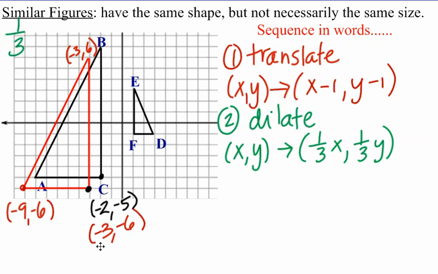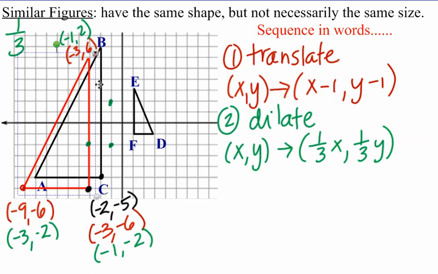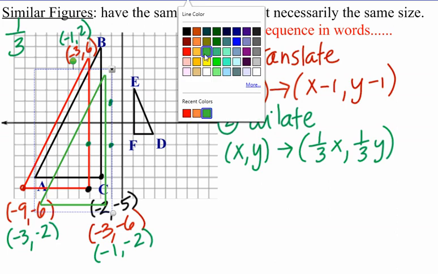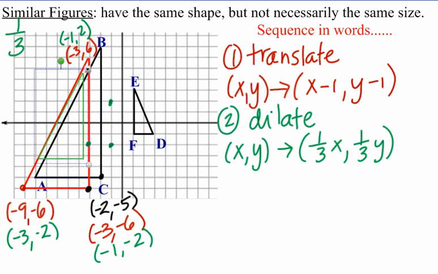So -3, -6 by 1/3 would be -1, -2. -9, -6 by 1/3 would be -3, -2. And -3, 6 by 1/3 would be -1, +2. So let's find those points. -1, -2, -3, -2, -1, +2. So let's get our triangle here, and I'm going to change our color so that we can keep an eye on what's going on, and I'm going to shrink it down.